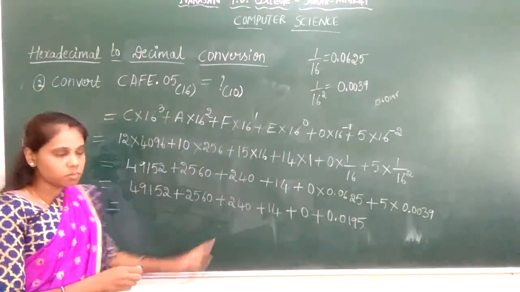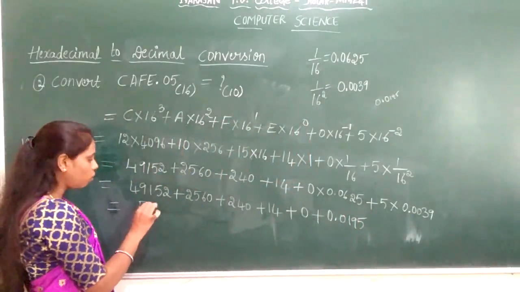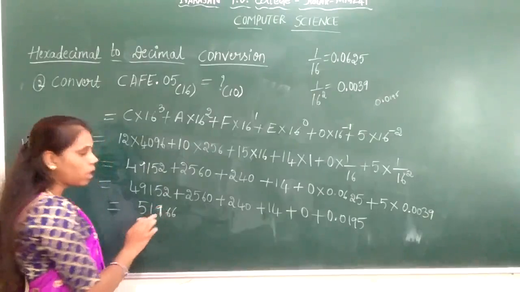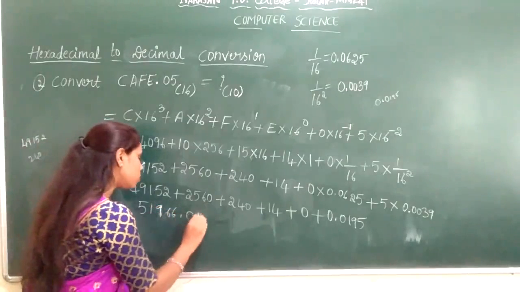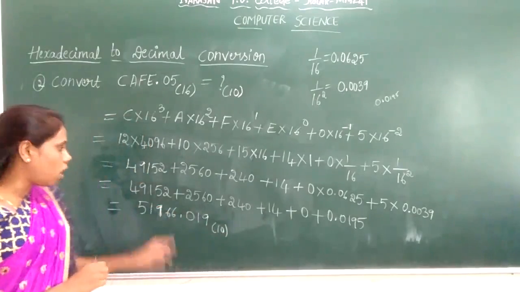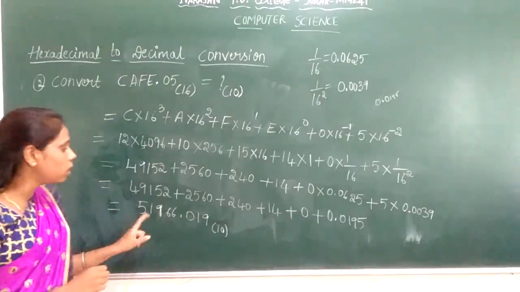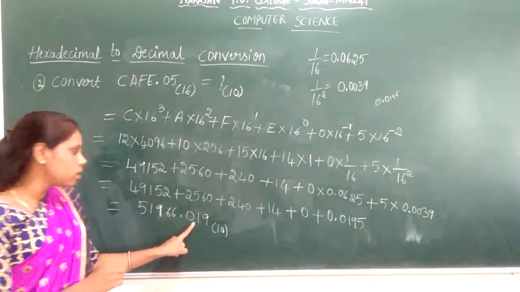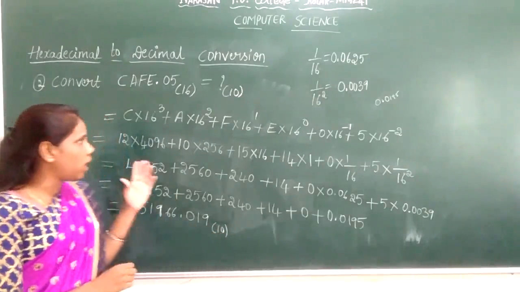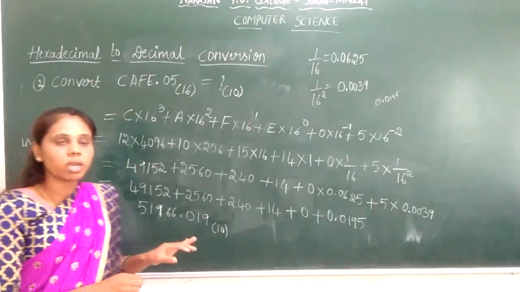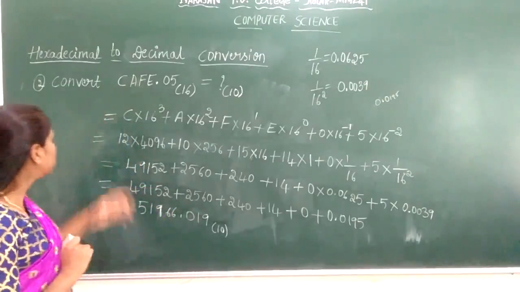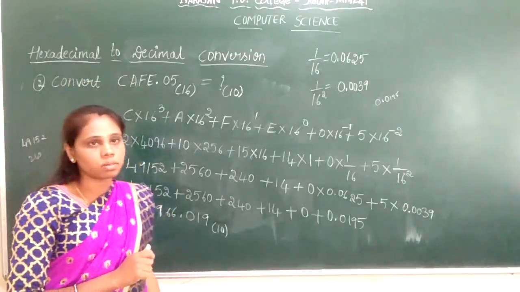Now add all these terms, you will get the value 51966.019 and the base is 10. So after adding all these terms, you will get 51966.019. The base value is 10. So this is the end of any other number system to decimal number system. Here we have seen binary to decimal number system, octal to decimal number system, and hexadecimal to decimal number system.